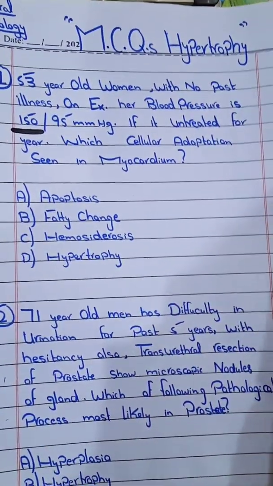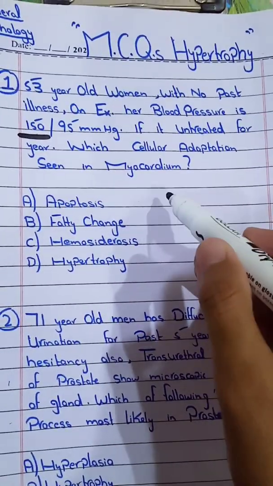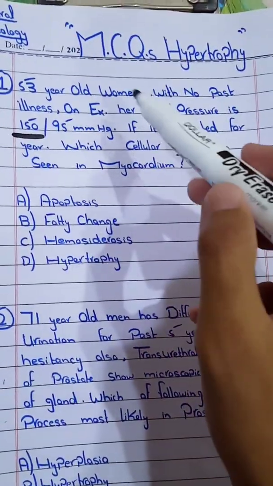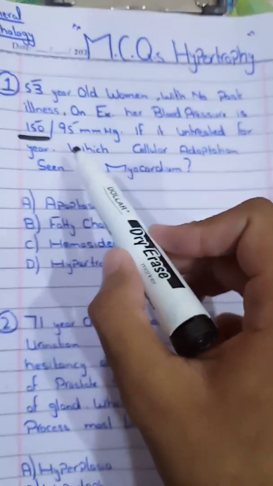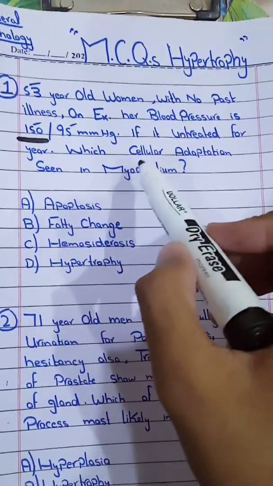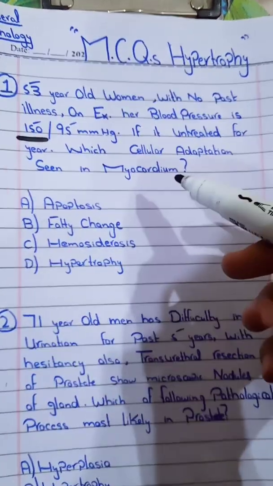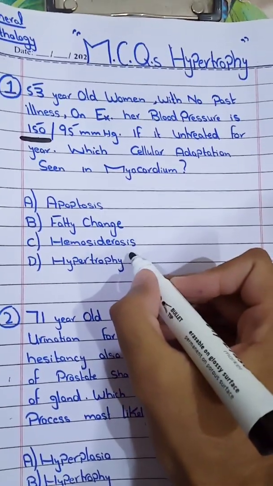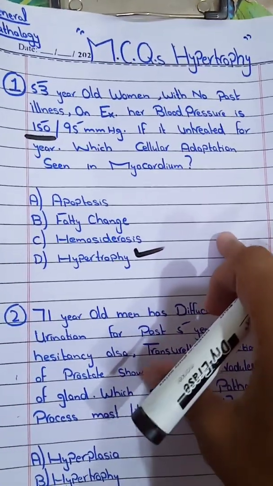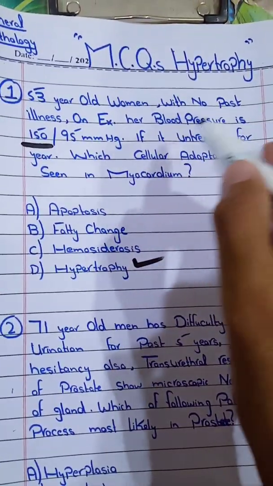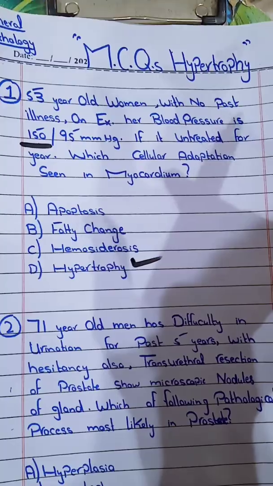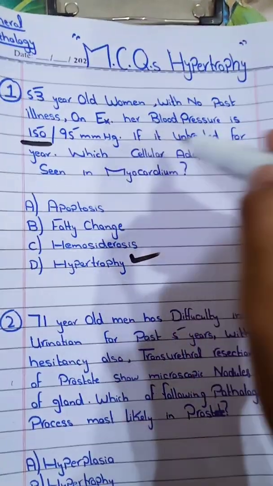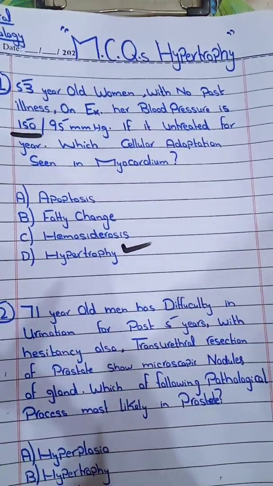Myocardium is the middle layer of the heart. What are the options? Apoptosis, fatty change, hemosiderosis, and hypertrophy. So you know that a 53-year-old woman has hypertension, and if she does not take any drug to control it, what will be the prognosis? The answer is hypertrophy. Hypertrophy is the main one, because as I told you in the previous video, the main stress is hypertension or a valve defect. So with a hypertensive woman who does not take any drug, hypertrophy of the myocardium will occur.